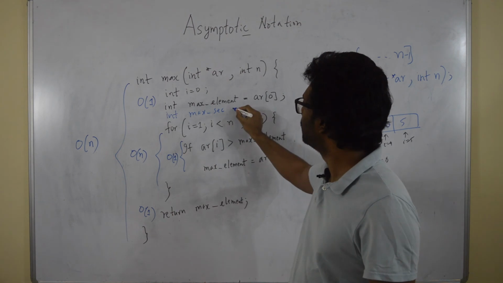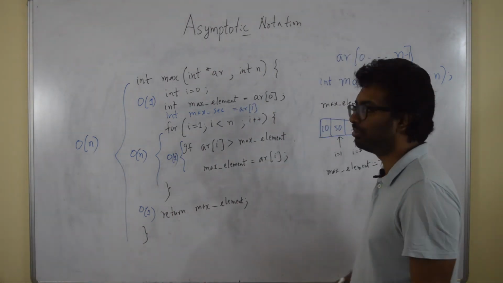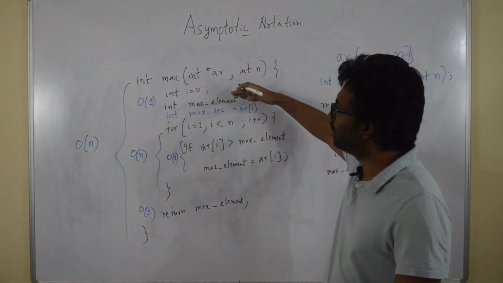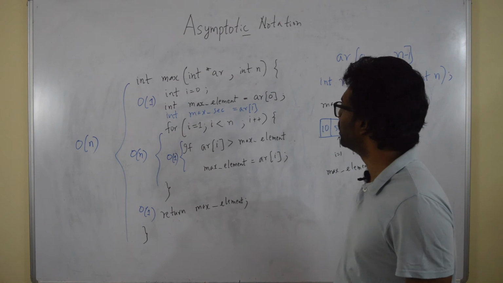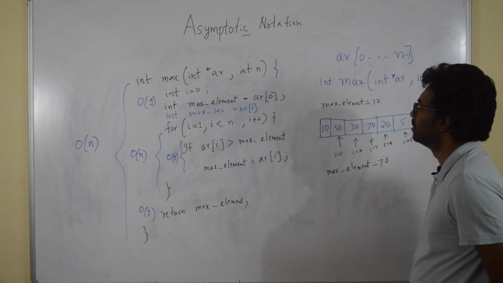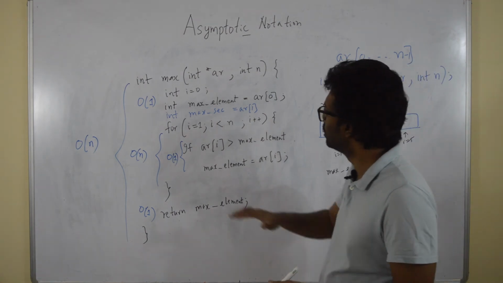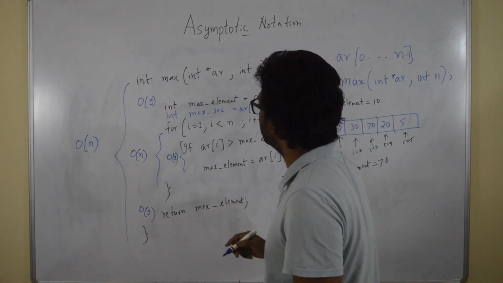So let me just do that. I'm going to just write this as AR of 1. But should it be AR of 1? No. It depends on which is bigger, and that should be there. Let me write a piece of code there.